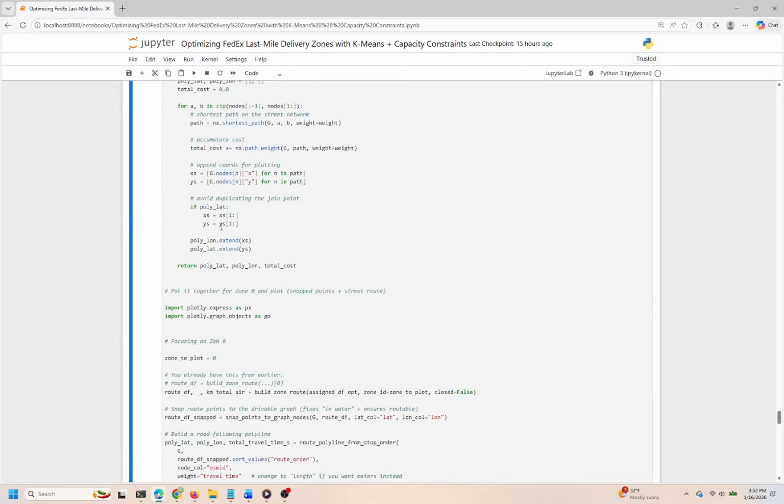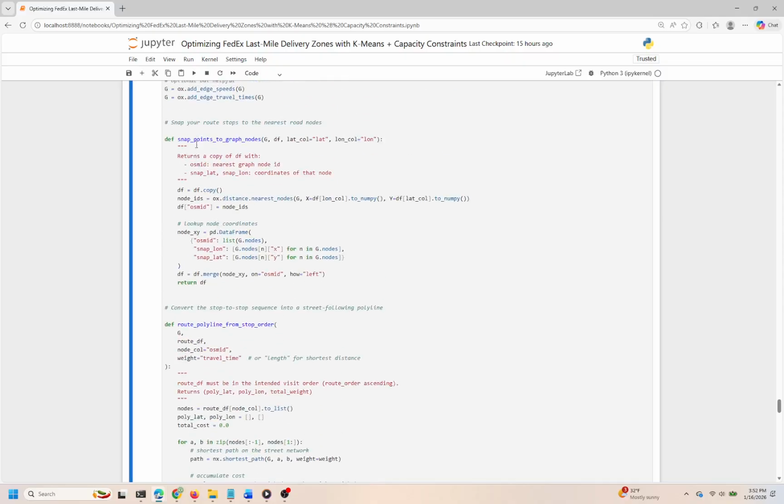The function first identifies the closest nodes and then merges this data back to include their geographic coordinates in our data frame. After ensuring that our route stops are correctly placed, we proceed to generate a street-following polyline. This is where another function comes into play, which takes the ordered stops and calculates the most efficient path between them. By leveraging the street network, we determine the total travel time while accumulating the coordinates that will later be used for plotting our route.